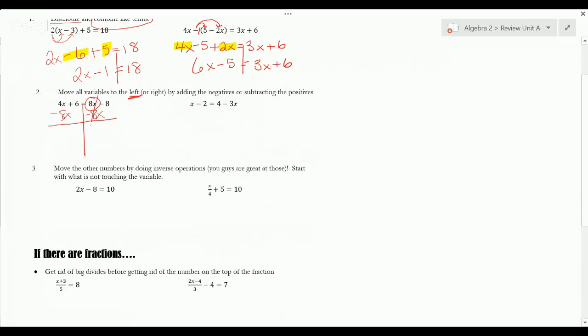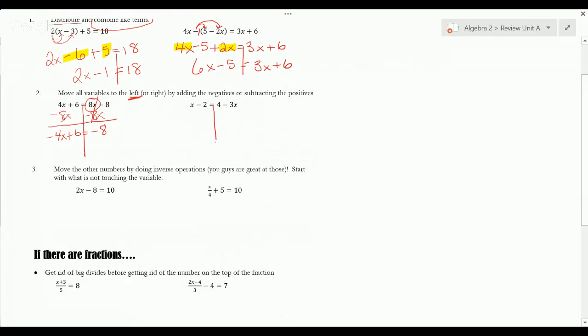8x minus 8x is gone. So that leaves me with a negative 8. Don't forget that negative. I kind of circled it, but it's still there. 4x minus 8x is a negative 4x. I didn't do anything with that 6, so I bring it down. So that's the step that we do to get the variables on the same side. Now, some people will always move the smaller variable, but then you get the same answer. It's just a little bit different until the end.